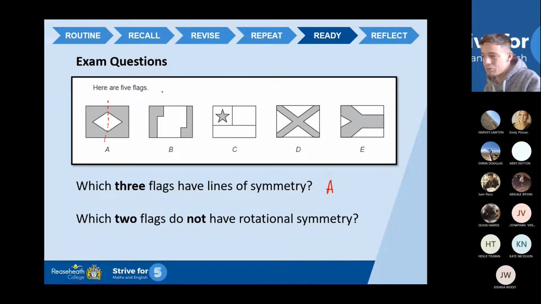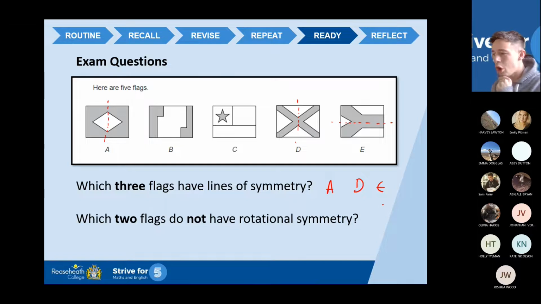B. Right, there is no way I could cut that shape and allow it to have a similar, cut it in further down. So it's not going to be B. C, it isn't going to be. And then I've got D, down the middle works. And then E, through the center like that across. So A, D, and E.